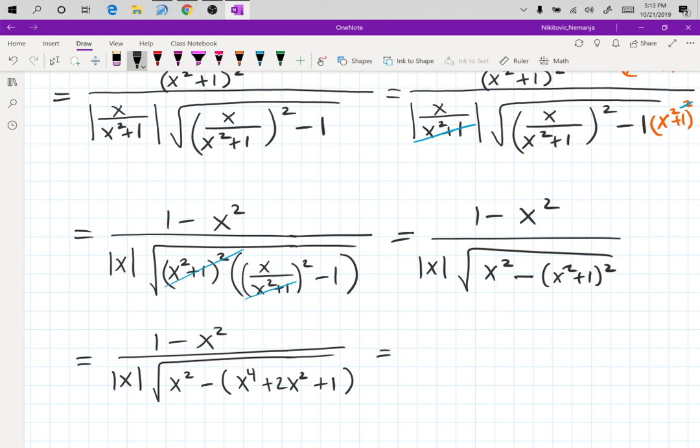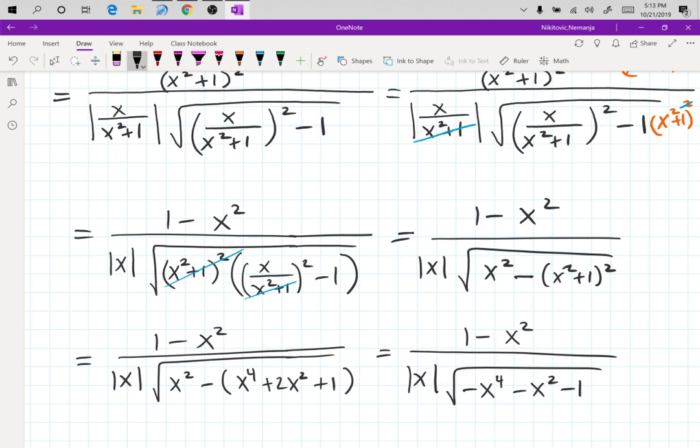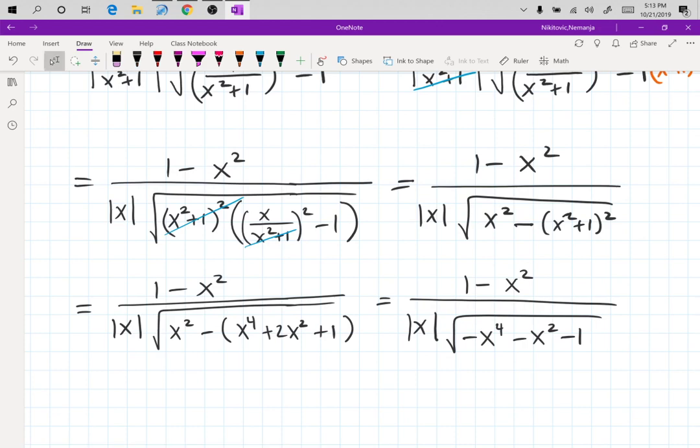And now I have like terms of negative 2x squared and x squared, so I can put those together, but I don't think they will result in anything cool. I have a negative, so that's going to be negative x to the 4th minus x squared minus 1. So as you can see, they don't amount to anything. You can't factor that, you can't do anything. So that's the end of the road.